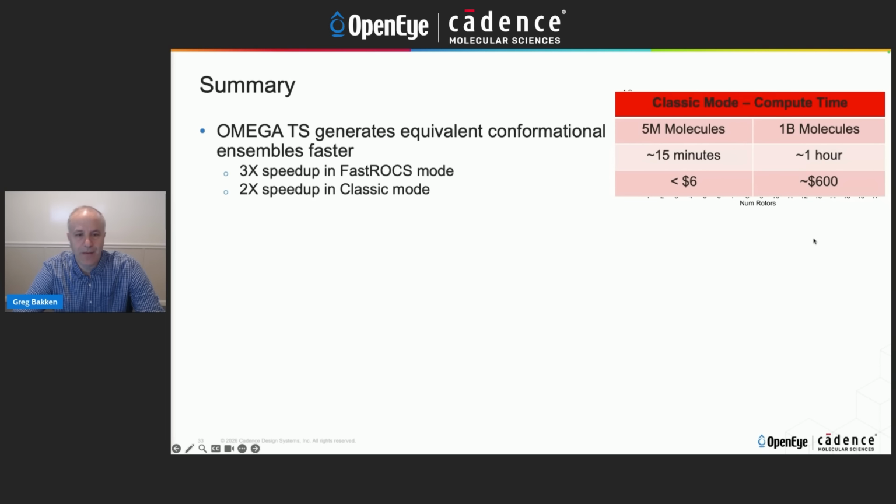So 5 million compounds is probably about the size of many corporate collections. And so you can generate conformations for that in about 15 minutes. If you're looking at larger sets, say a billion compounds, you can do that in about an hour. It's going to cost about $600. So that's just to give you an idea of what it's going to take for conformation generation cost-wise.